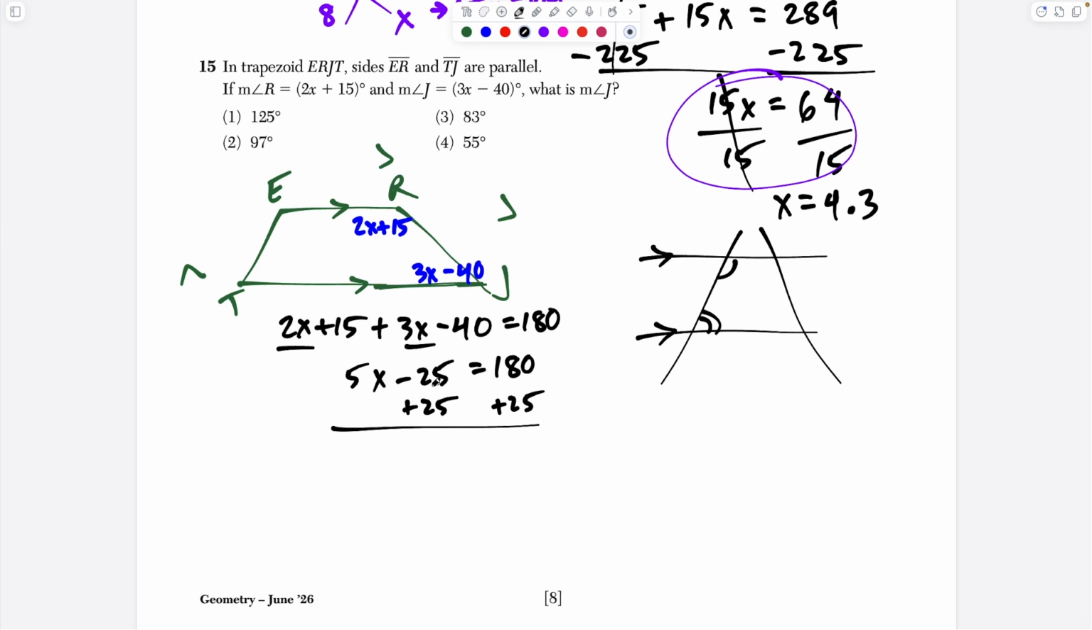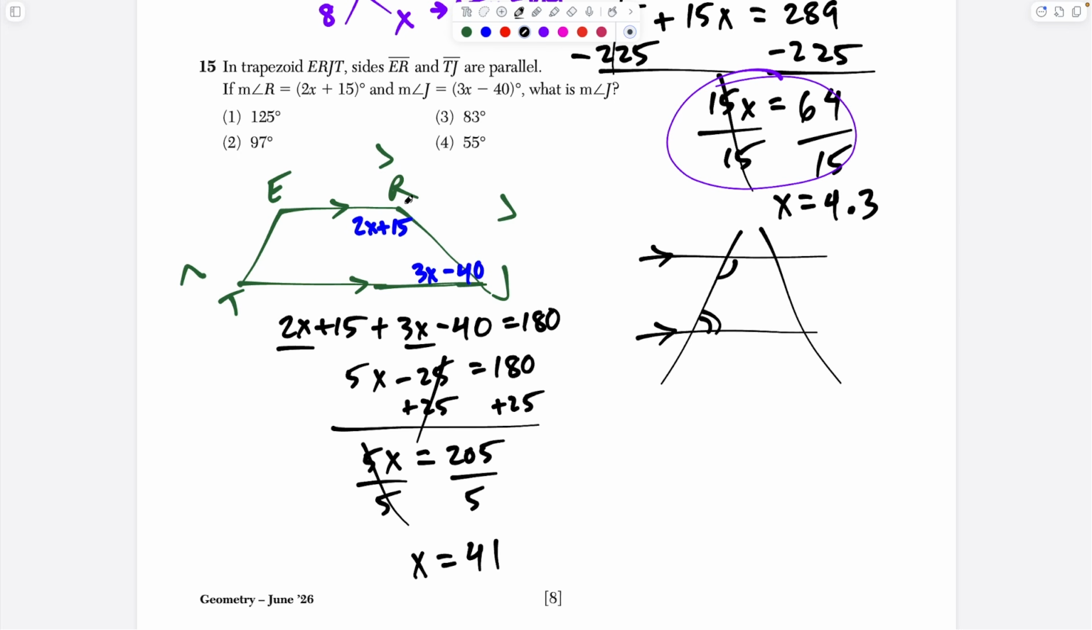So in the next step, we have minus 25 plus 25 canceling, and we have 5x equals 205. And now we divide both sides by 5, and we could say x is equal to, 20 divided by 5 is 4, and then 5 divided by 5 is 1. So x is equal to 41.